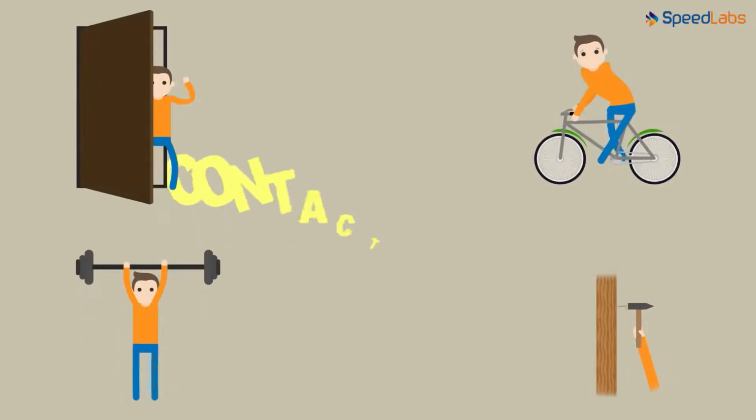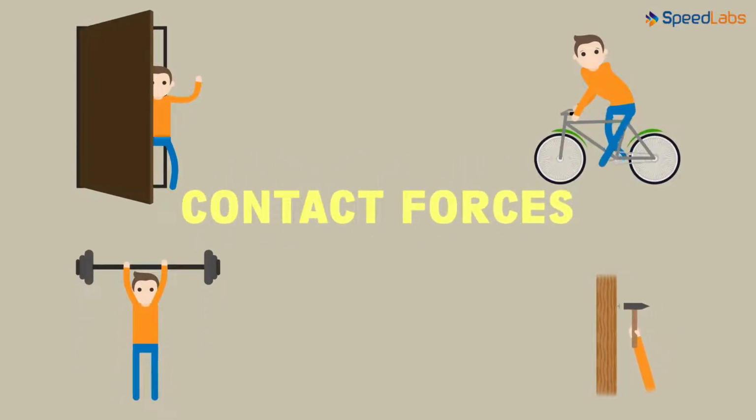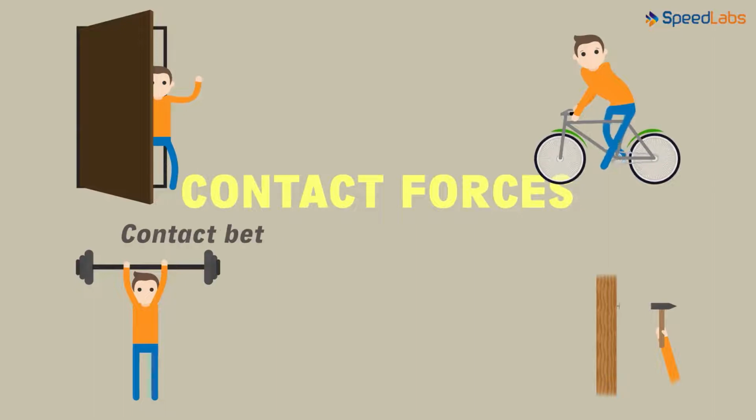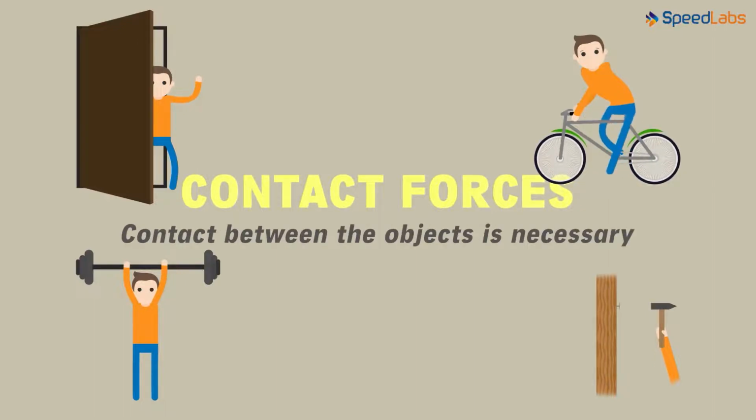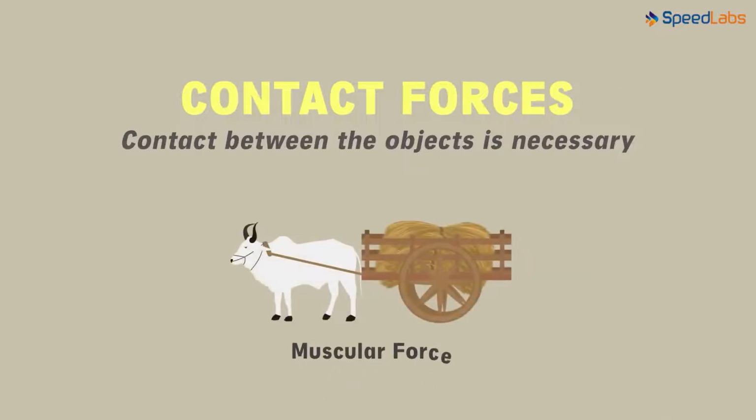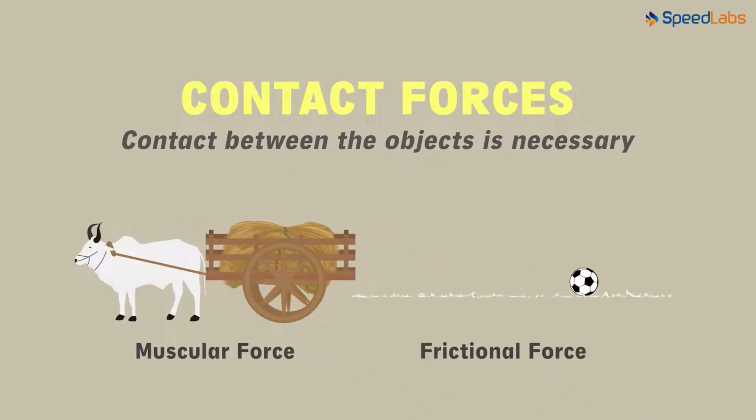Till now, we have been studying contact forces. These are the forces in which contact between the objects is necessary for the force to operate between them. Muscular force and force of friction are the examples of contact forces that we have discussed previously. But is contact between the objects always a necessity for the forces to come into play? Let us find that out.